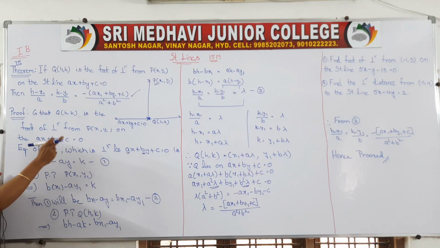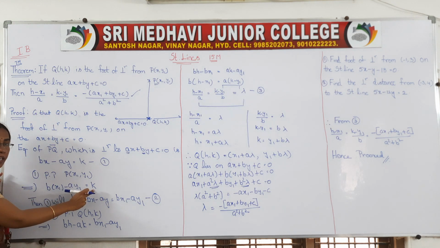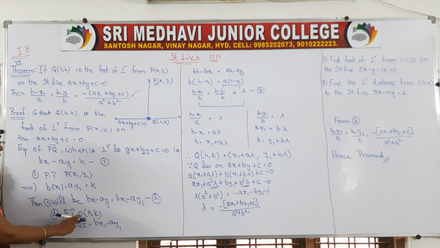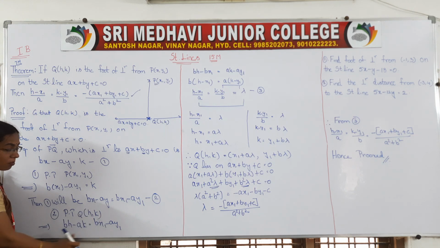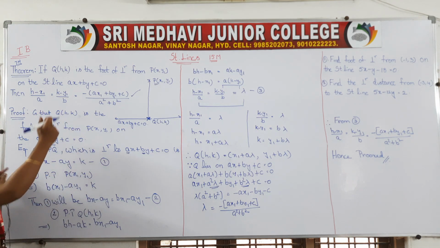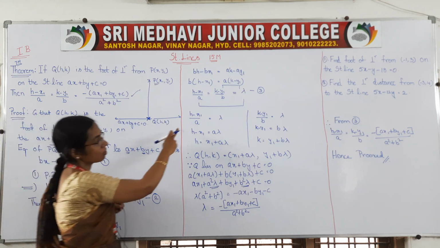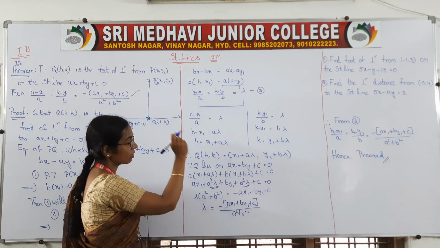After that it passes through P x1 y1. Substitute, you will get your k value. Once you got the k value, substitute here, you will get your PQ. So it also passes through Q h comma k. Substitute, you will get your equation 3, right? With that you have to find the h comma k values.